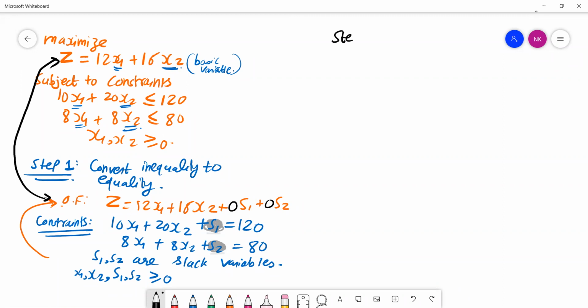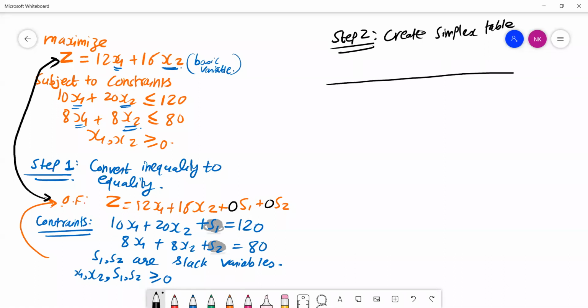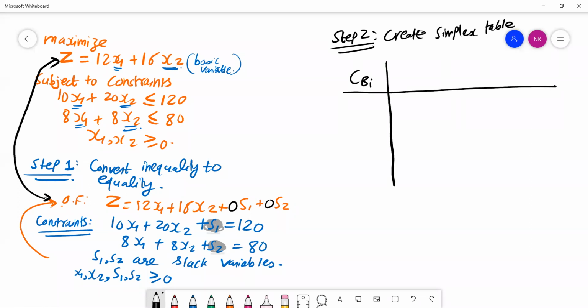Step 2: create the simplex table. Now, how can we create the simplex table? For that, let me first draw the table and then I will explain what we have done. These are all the notations, which I will explain once I write everything here.